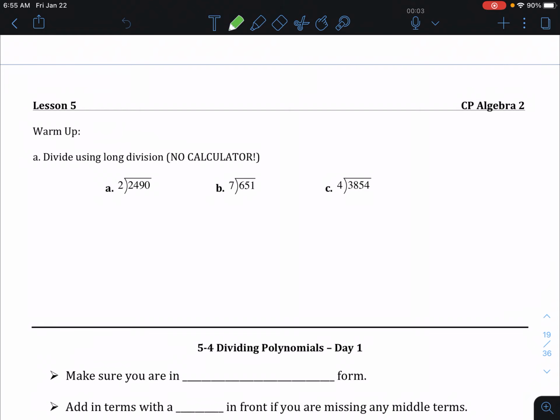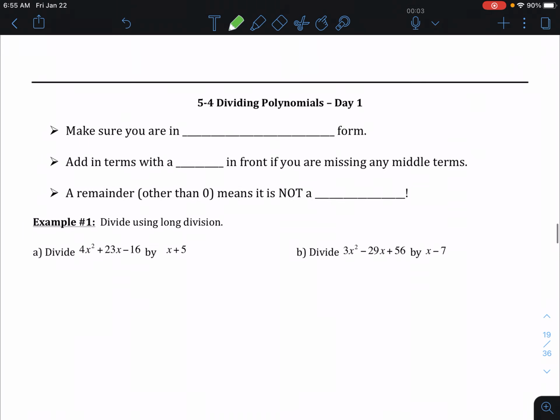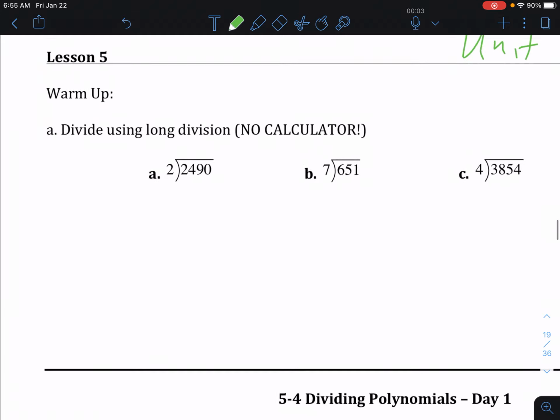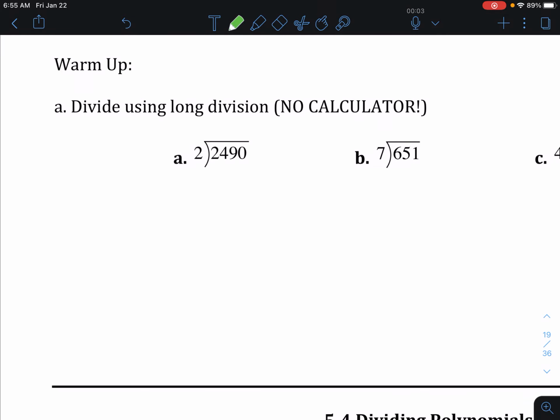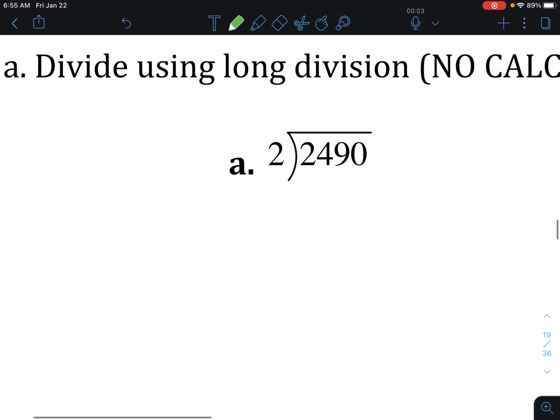Okay, guys, welcome back. We are in lesson 5 of unit 5, and what we're going to be doing today is dividing polynomials by long division. So first, and we're on page 19, we have to do a warm-up without a calculator. This is going old school elementary division.